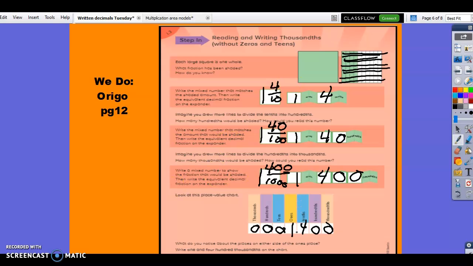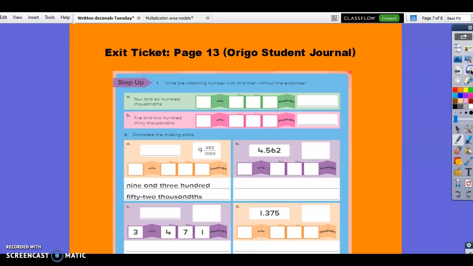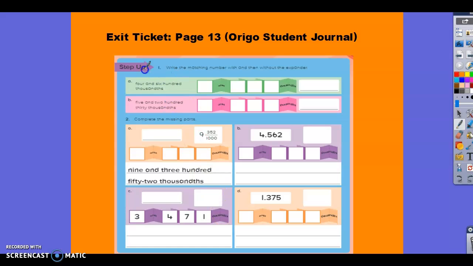Now, your exit ticket is on page 13. You guys are going to be working on these that are here. It is your number 1, your number 2. Number 1, you are expanding these out, creating the word form into the expanded form and putting it as a decimal. Then on your number 2, A, B, C, and D, they give you 2 different forms or maybe even just one, and you're going to have to create either the decimal or the word form.